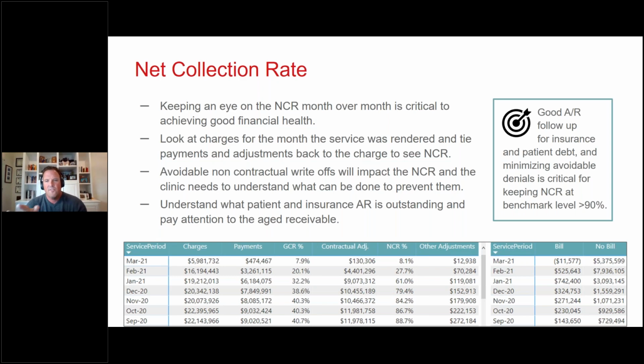But this is really important. If your NCR is below 90%, you've got to really look at it. And I would even argue this day and age, you're really looking at anything less than 94, 95%. The benchmark technically is 96. You have a 4% allowance for bad debt, charity, and avoidable write-offs, administrative write-offs. It varies by clinic though. We have some clinics that do a lot of charity care work, so they're never going to get to that percent. But again, know your NCR and know what's still left on the table to be collected.